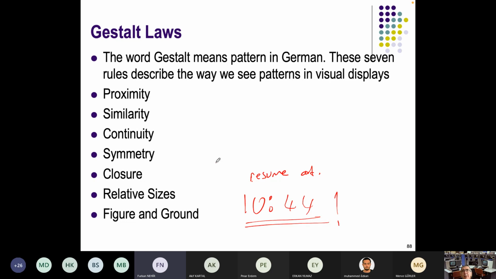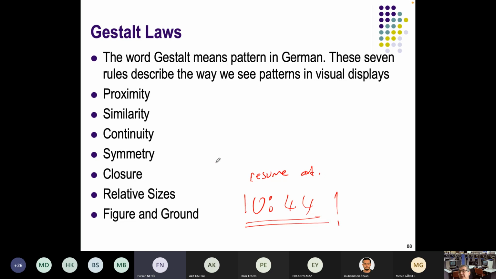This time, we will be reviewing the famous laws of vision called Gestalt laws. Interestingly, the word Gestalt doesn't mean the person who found the rules. Rather, it's a German word meaning pattern. There are 7 basic rules.